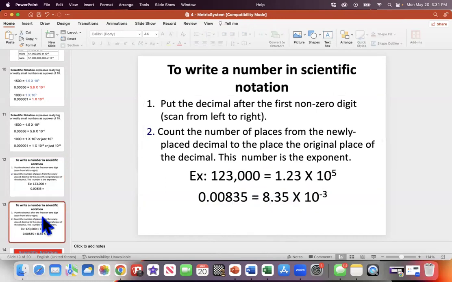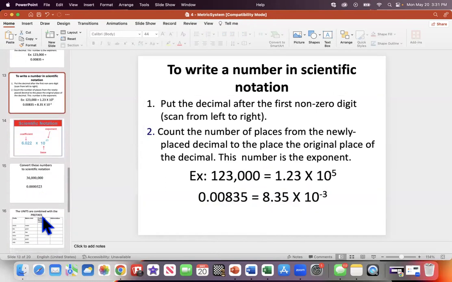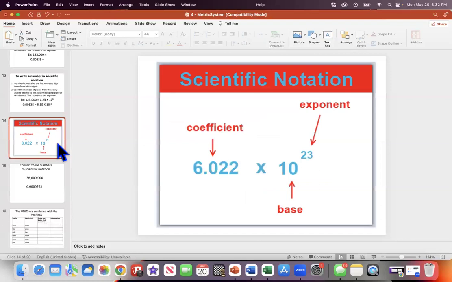That's the scientific notation. So no matter how big, how small, you can fit this number into this formula. That's why scientists like to use it. And the first number is called the coefficient. The second number is called the exponent. Okay.